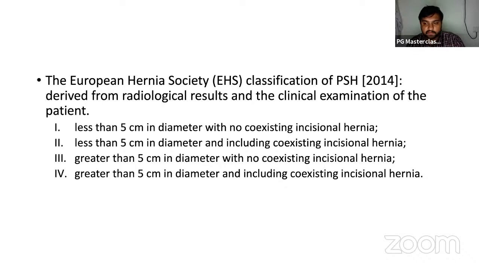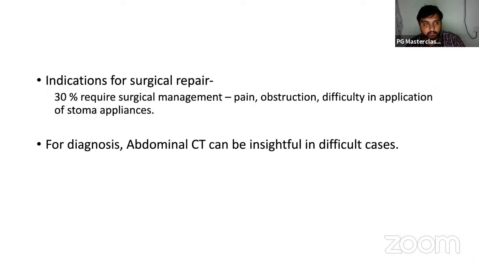If there is a coexisting incisional hernia, intraperitoneal meshplasty can be a better option. If there is no coexisting incisional hernia, then from the local site, we can go into the retrorectus plane, and sublay meshplasty can be done in the retrorectus plane or preperitoneal plane.